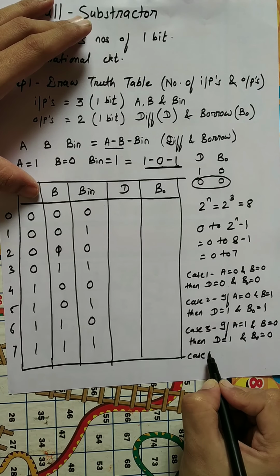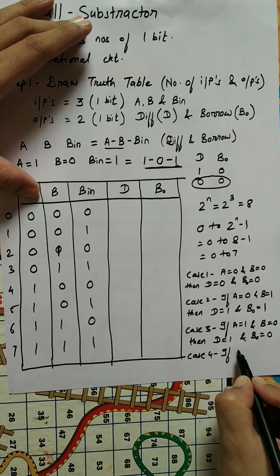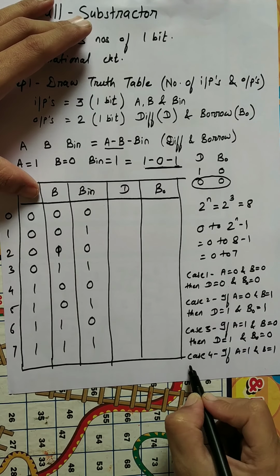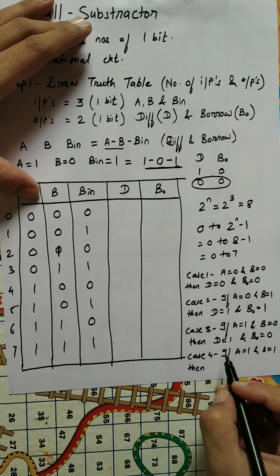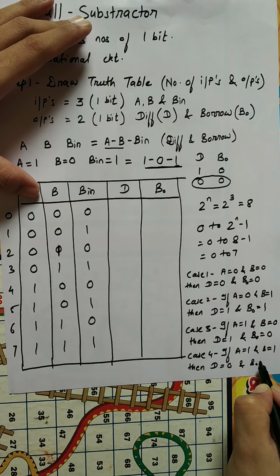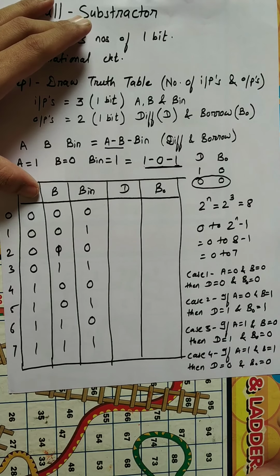Case 4, if both the inputs a equal to 1 and b equal to 1, then difference will be 0 and borrow will be also 0. So these are the 4 cases.